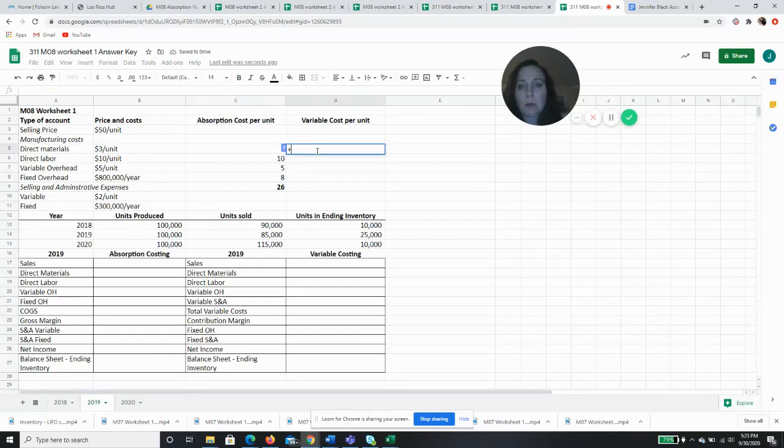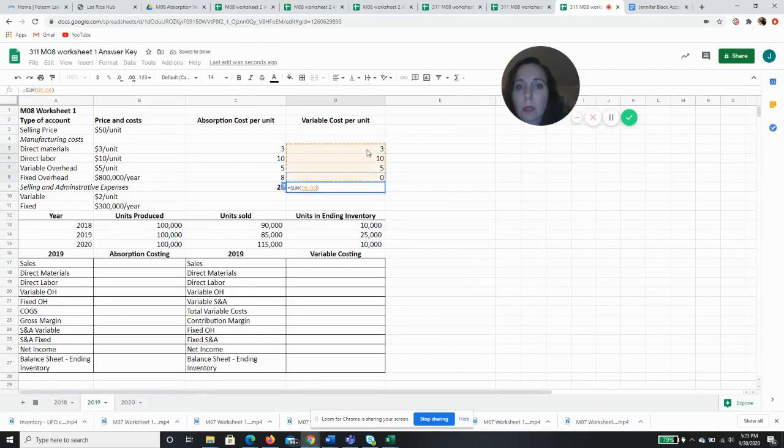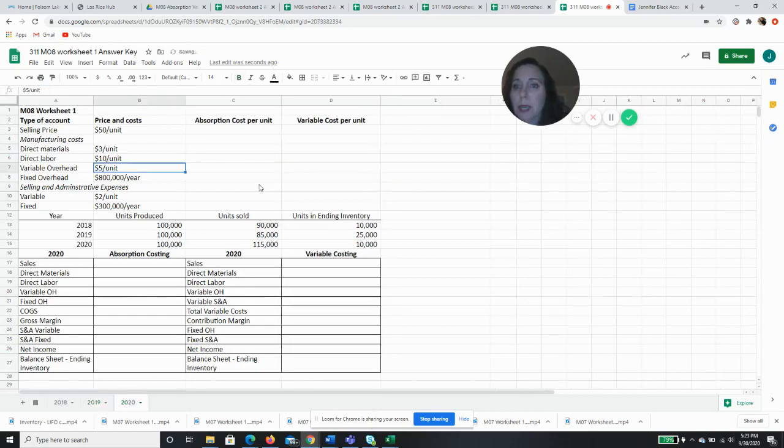Variable costing, we will include the $3 of direct materials, the $10 of direct labor, the $5 of variable overhead, but we will not include fixed overhead. So we will end up with $18, which is the same as we did last time. Let's go through it one more time together, just in case you need to see it one more time.